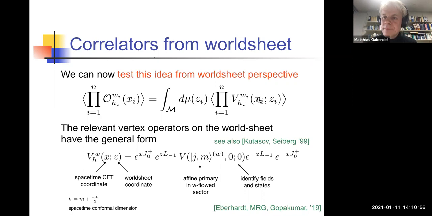So if you just sit at zero, then this is just the correspondence between the spectra. But then you know how in CFT you can move vertex operators around. What you do is you simply conjugate them with the translation operator. Now the translation operator on the world sheet is L minus one. So you have to conjugate it with e to the z L minus one on both sides to move it from z equal to zero to z equal to z.